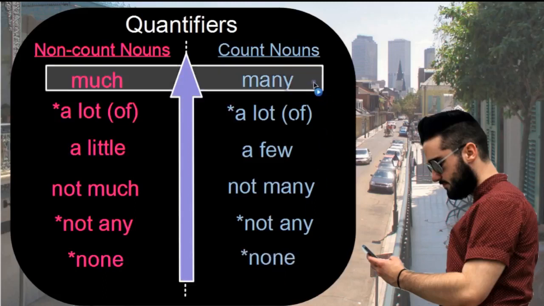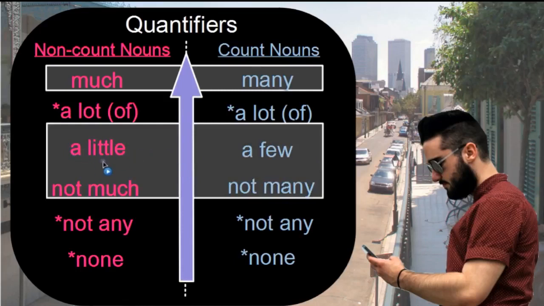Now, let's look at the ones that are different. Much is for non-count nouns, and many is for count nouns. We also have a little for non-count nouns, and a few for count nouns. Also, not much for non-count nouns, and not many for count nouns. The ones they have in common are a lot of, not any, and none. So the ones to remember are the ones that are different: much, many, a little, a few, not much, and not many.